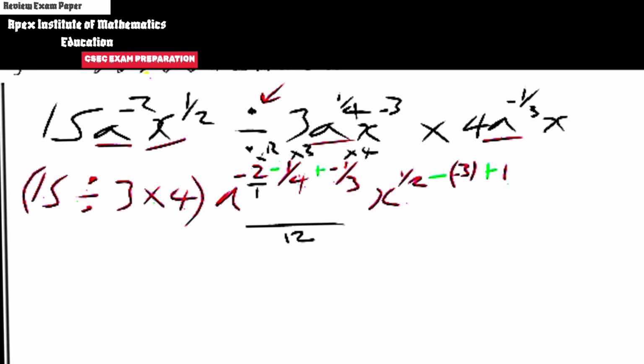So now we have 12 multiplied by negative 2. That's going to give us negative 24. 3 multiplied by negative 1, that's going to give us negative 3. And 4 multiplied by negative 1, that's going to give us negative 4. Alright, let's hold on to that for a second.